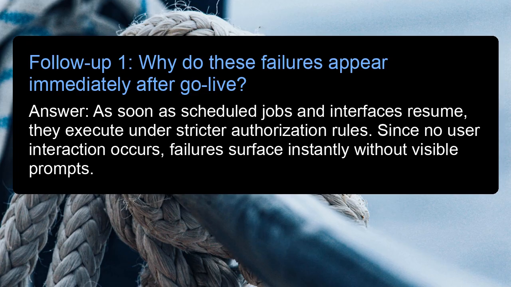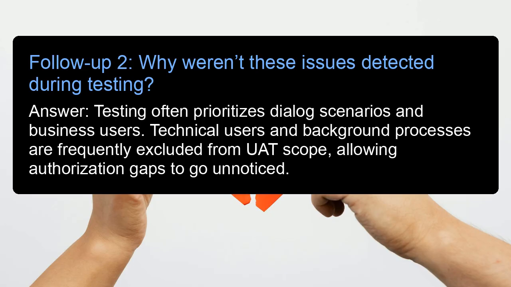Follow-up 1. Why do these failures appear immediately after go-live? Answer: as soon as scheduled jobs and interfaces resume, they execute under stricter authorization rules. Since no user interaction occurs, failures surface instantly without visible prompts. Follow-up 2. Why weren't these issues detected during testing? Answer: testing often prioritizes dialogue scenarios and business users. Technical users and background processes are frequently excluded from UAT scope, allowing authorization gaps to go unnoticed.